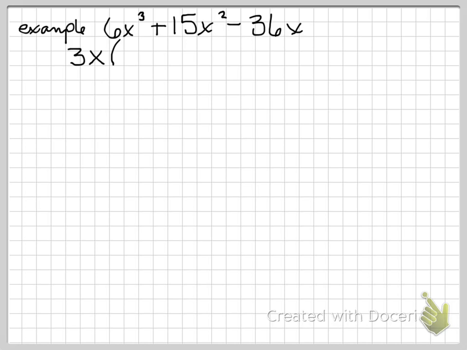Well, now I just factored out 3x. What times 3x gives me 6x cubed? That's 2x squared. What times 3x gives me 15x squared? That's 5x. What times 3x gives me negative 36x? And that's negative 12.